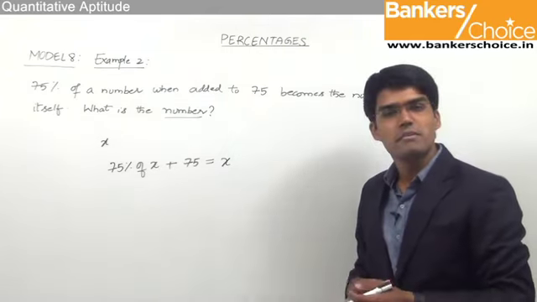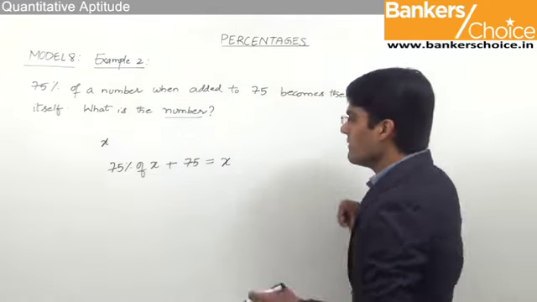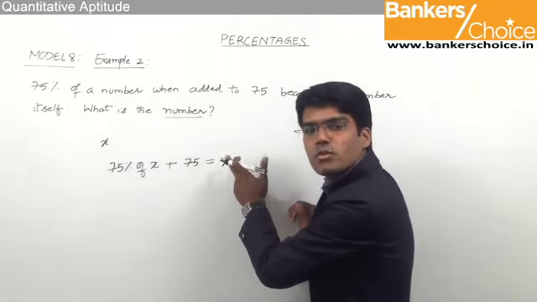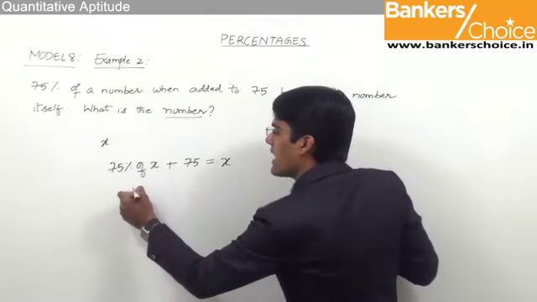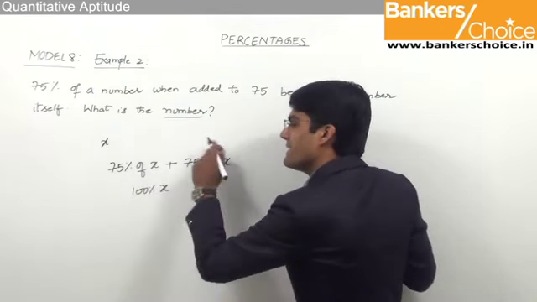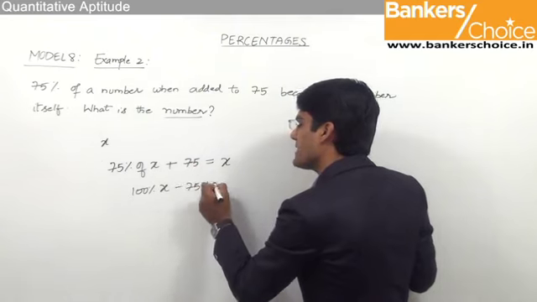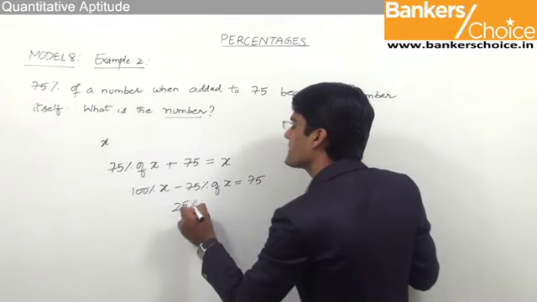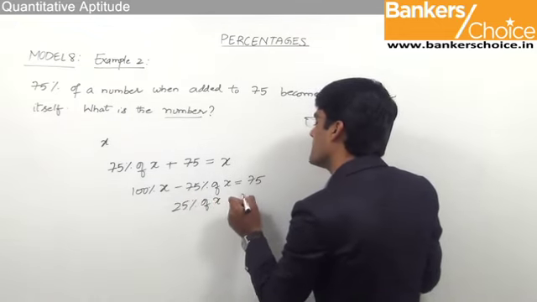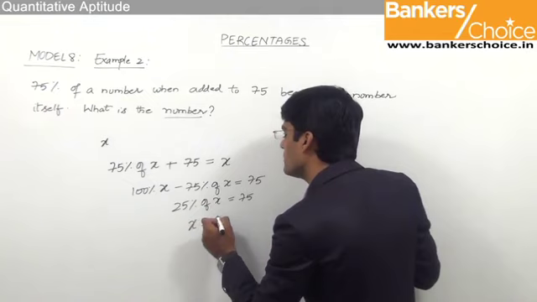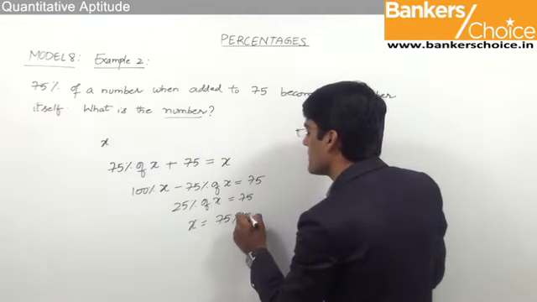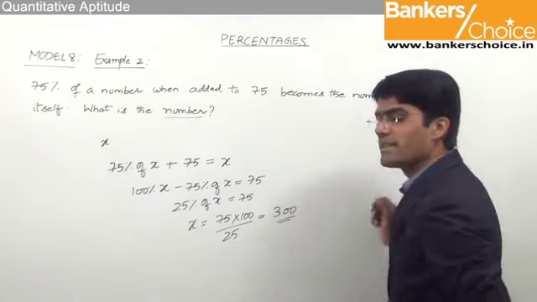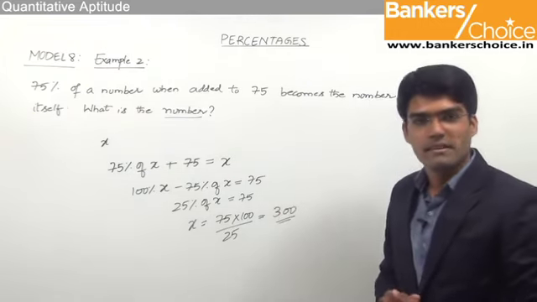So by simplifying this equation, we get the required answer. We know that x is nothing but 100% of itself, that is x is equal to 100% of x. So here 100% of x minus 75% of x is equal to 75. So we know that 25% of x is equal to 75. So from this, x will be equal to 75 into 100 by 25, which is equal to 300. So we can say that the number here is 300.